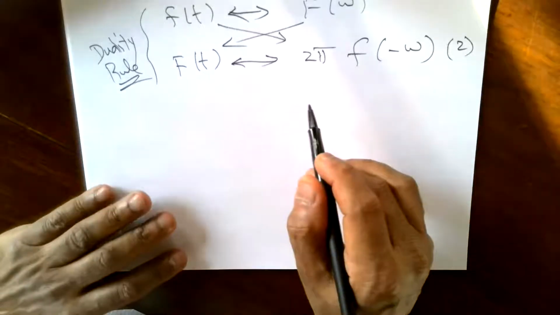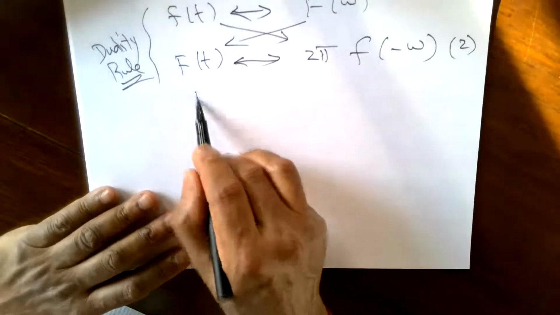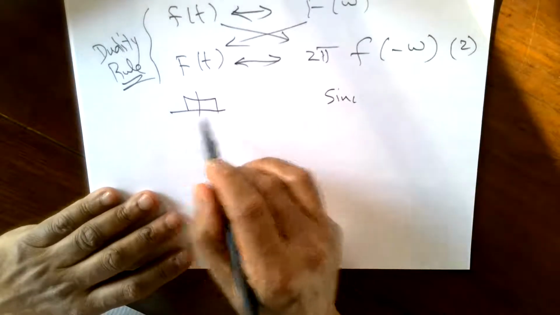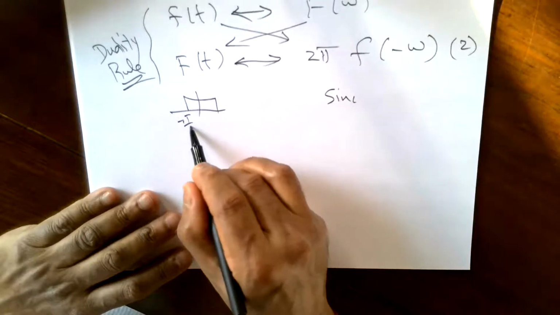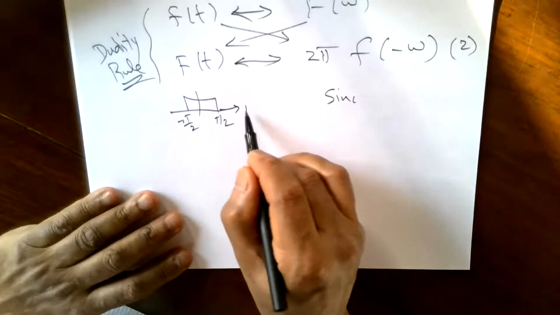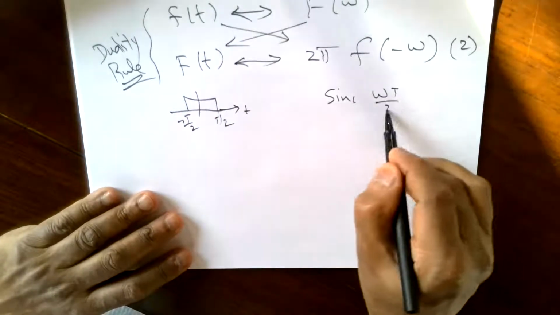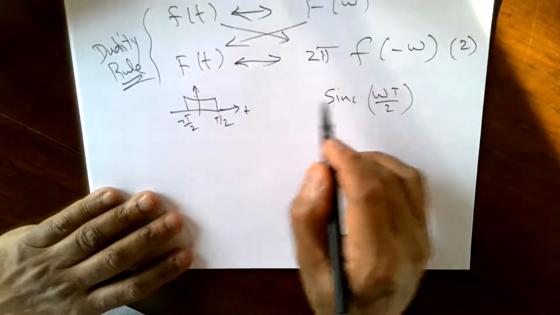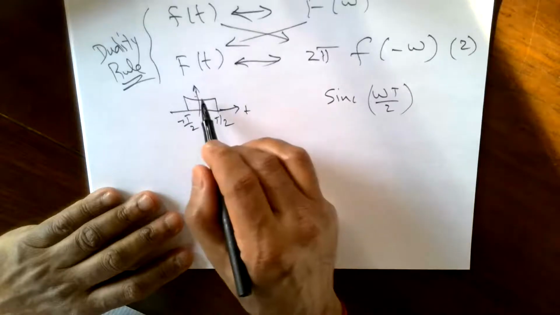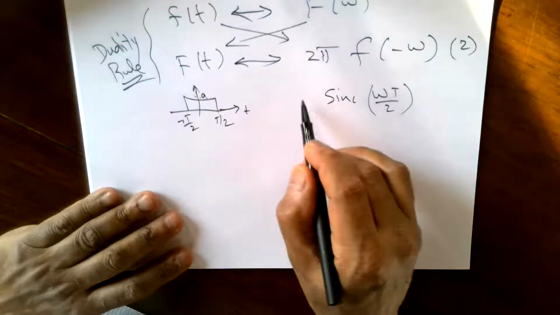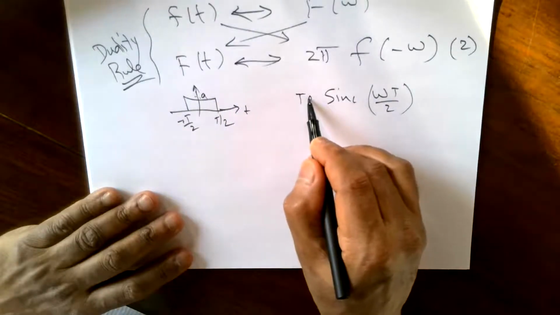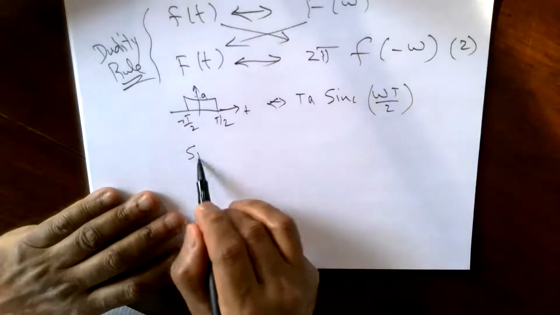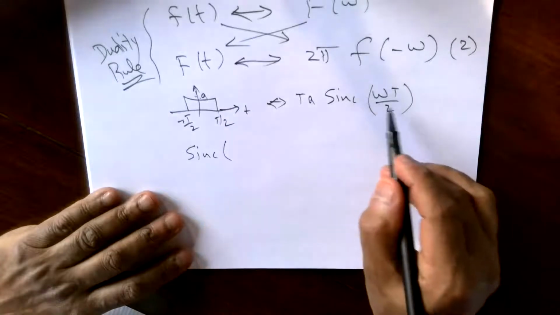So very useful. For example, if you know that the transform of a pulse, let's say from minus T/2 to T/2, is a sinc, so this will be sinc(ωT/2). Just do it directly. And let's say this has some height A, so this may be TA. That's the transform.